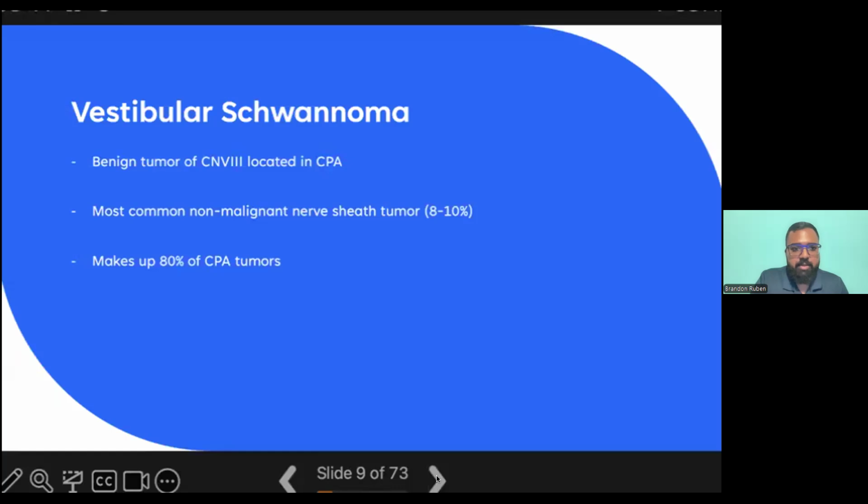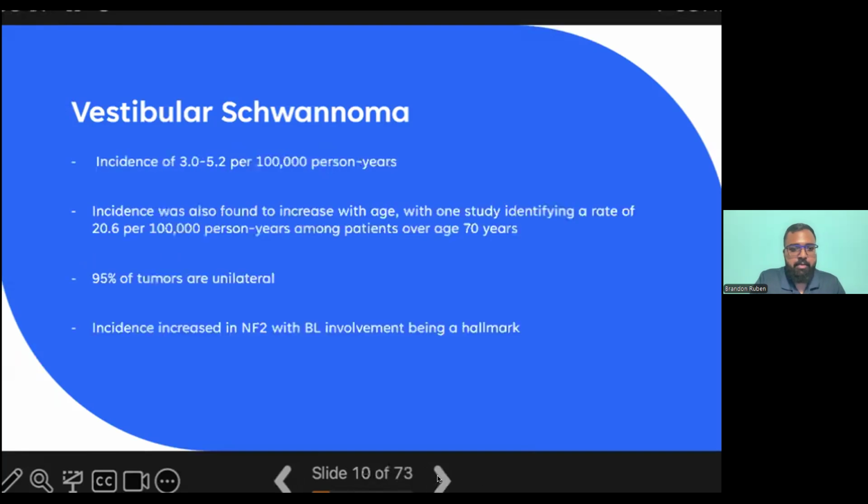Focusing now on vestibular schwannoma, which is the benign tumor of cranial nerve 8 located in the CPA. It's the most common non-malignant nerve sheath tumor, making up 8 to 10% of intracranial tumors and 80% of CPA tumors. There are 3.3 to 5.2 per 100,000 persons per year. The incidence was also found to increase with age, with one study identifying a rate of 20.6 per 100,000 persons per year among patients over the age of 70.